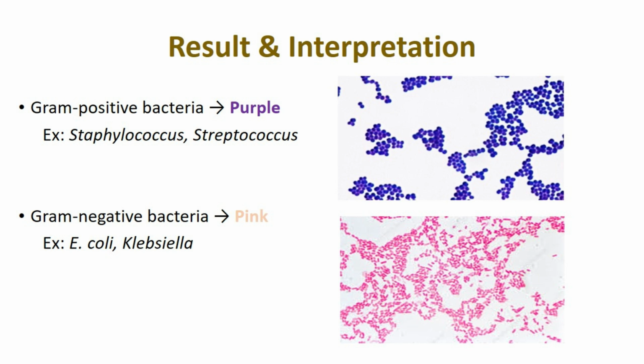Result and interpretation. Gram-positive bacteria appear in purple color. Examples for gram-positive bacteria are Staphylococcus and Streptococcus. Gram-negative bacteria appear in pink color. Examples are Escherichia coli and Klebsiella.